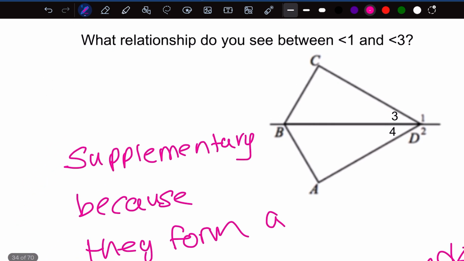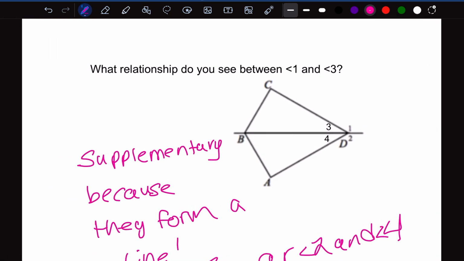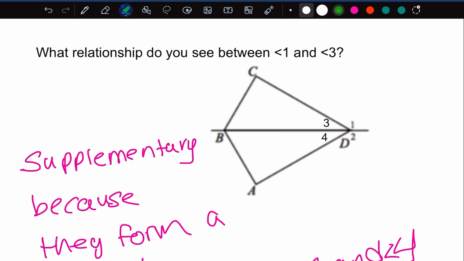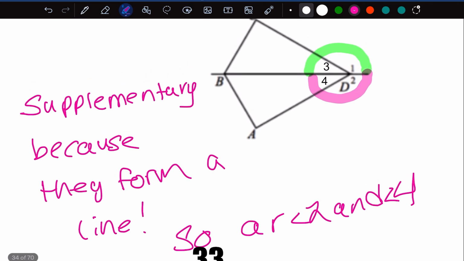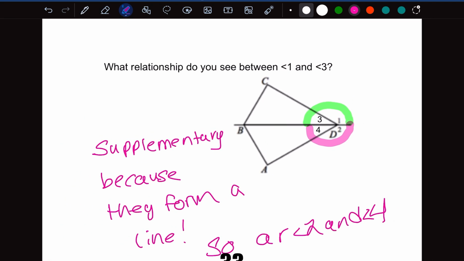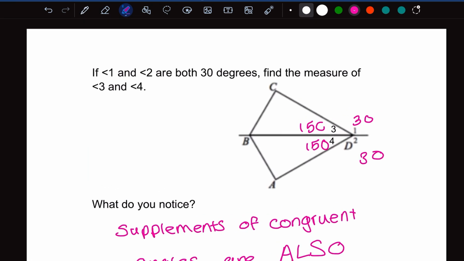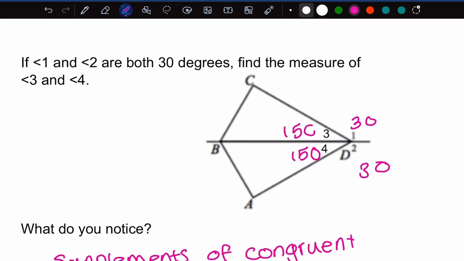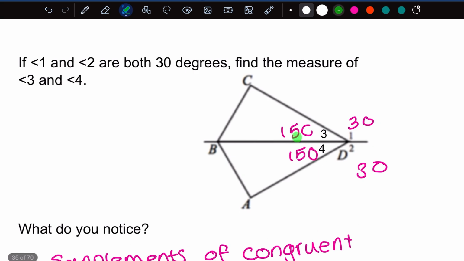So now if you look here, there are two pairs of supplementary angles. We have angles 1 and 3 are supplementary, as well as angles 2 and 4. Now, if angle 1 and angle 2 were both 30 degrees, then we would know that their supplements would be the same because both pairs would have to add up to 180 degrees.